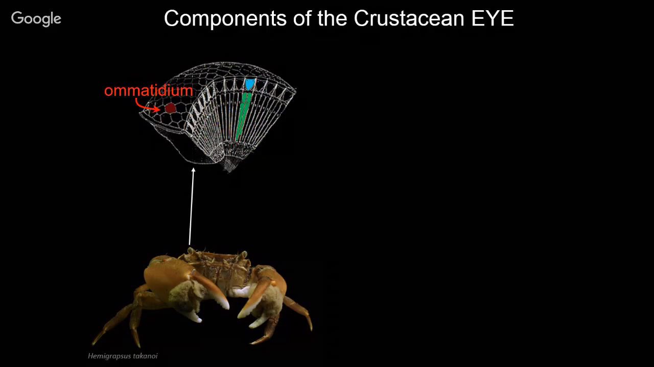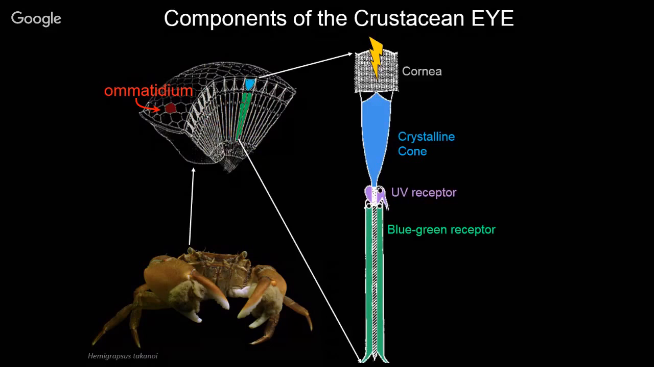If we take a look at one of those ommatidia, pull that out and blow it up, each ommatidium is made up of several components. There's a cornea and a crystalline cone. These are optical structures that help focus the light, and they focus the light onto a set of receptors underneath. Crustaceans typically have two types of receptors. They have a UV receptor, which is a single cell that sits on top of a blue-green receptor, which you'll also hear me refer to as the main receptor. But they have two receptor types.